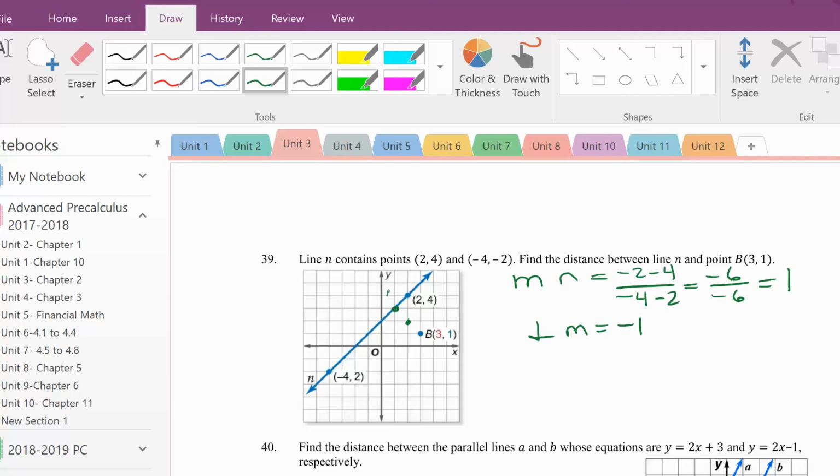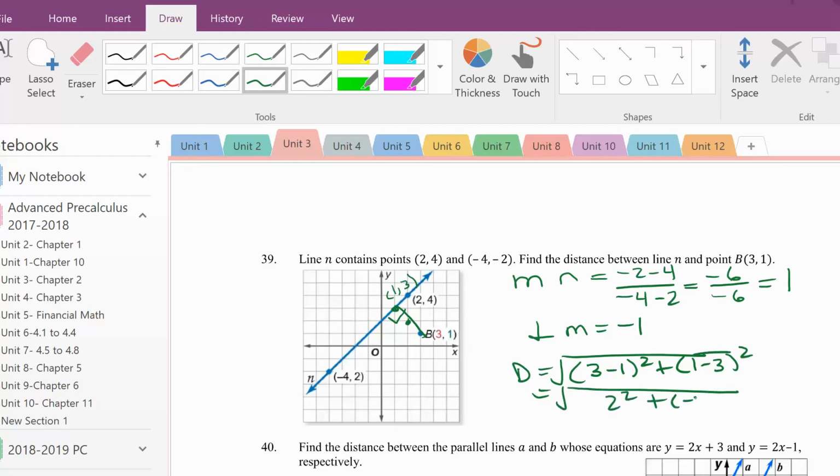So that means this point is (1, 3). So the distance would be 3 minus 1 squared plus 1 minus 3 squared. So it's the square root of 2 squared plus negative 2 squared. So 4 plus 4 is 8, and the square root of 8, when you put it in the calculator, gives you 2.828 units.